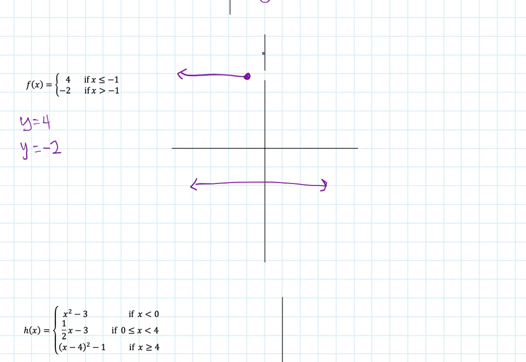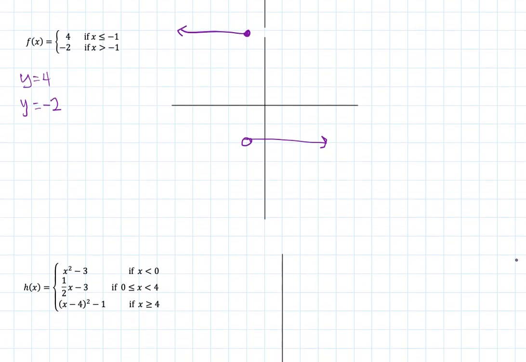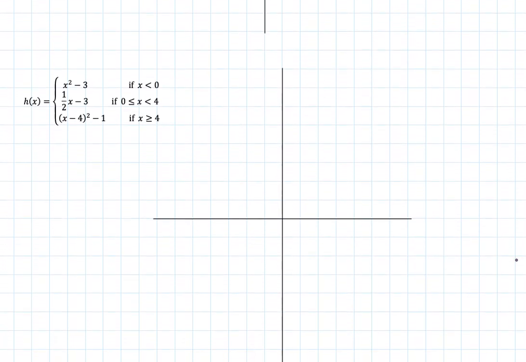Likewise, -2 only matters when x is greater than -1. So anything less than -1, that'd be right here, doesn't matter. And because it's less than, we need to put an open circle right there. And that would be a wonderful looking step function. Simple, but it still works.